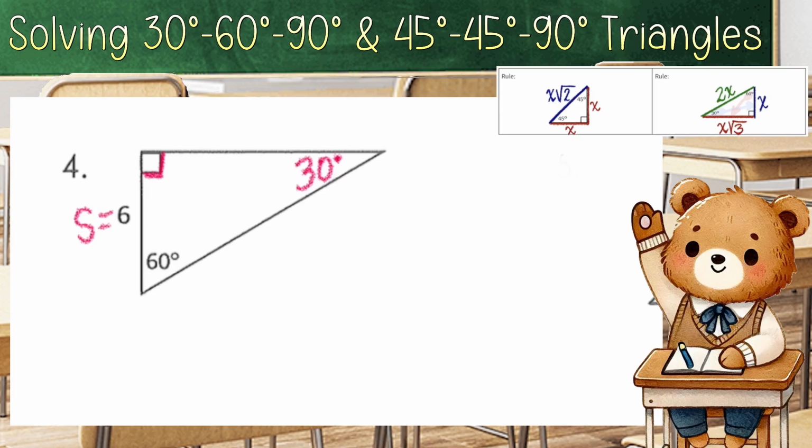The relationship based on the rules that we talked about already is that the longer leg is equal to the short leg times the square root of 3, and then the hypotenuse, which is this side here, is equal to 2 times the short leg. So it's pretty nice when you're given the short leg right away.